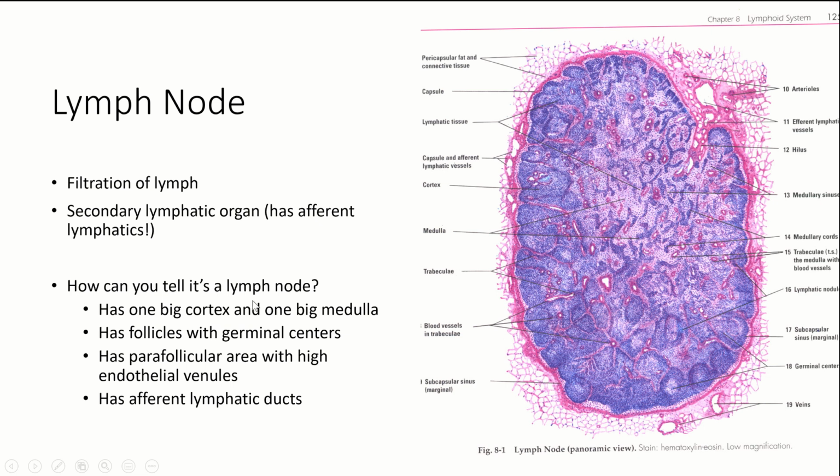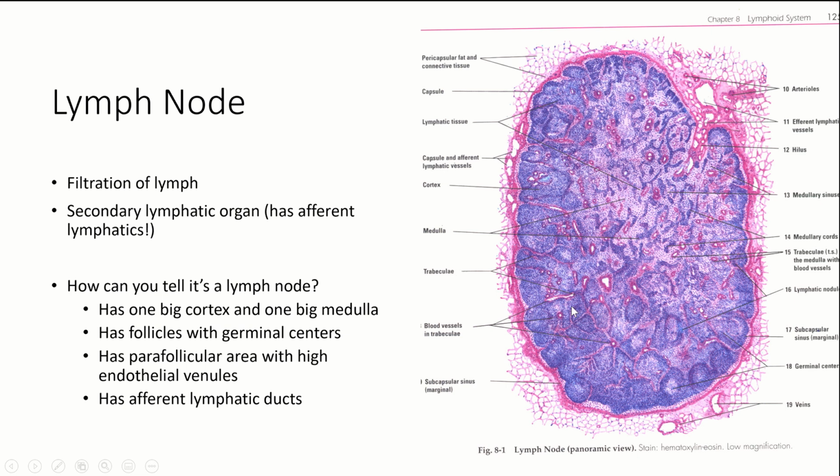So how can you tell it's a lymph node? How are we going to identify it? The way I identify it is it has one big cortex and one big medulla. Here in the middle, this is one big medulla. The medulla is more towards the middle, and it has a bunch of blood vessels all throughout here. The cortex is kind of the more functional part on the outside. So all of this is cortex. Okay, one big cortex.